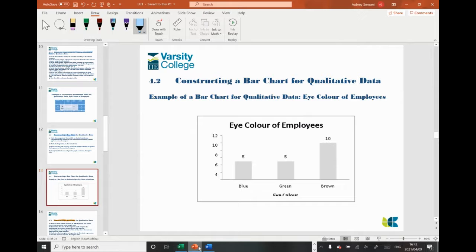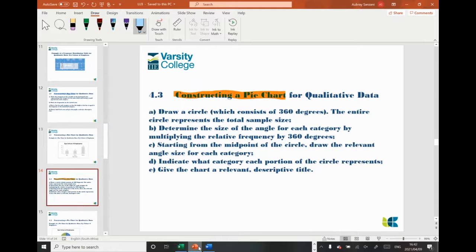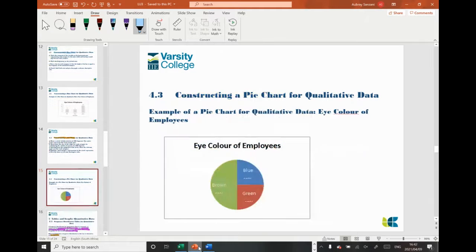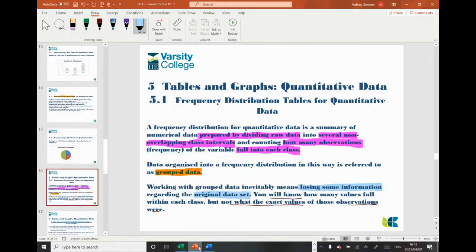Here, now they're just showing us a bar graph. Okay. Bar graph, we have spaces in between. That's the difference between a histogram and a bar graph. We just have spaces. Then they're talking on this slide about the construction of a pie chart. Okay, we all know it's that graph where we have a circle, all right, and then obviously we divide it according to what takes up what percentage of whatever we're looking at. In this case, we're looking at eye color of employees, okay? Then tables, frequency distribution tables of quantitative data.